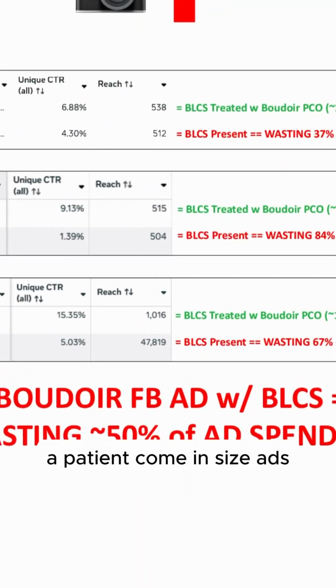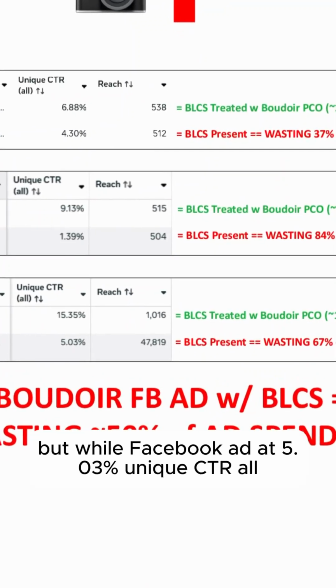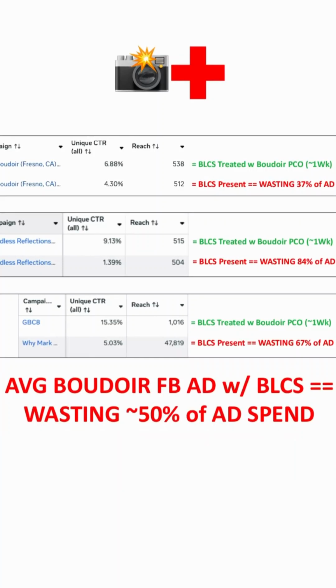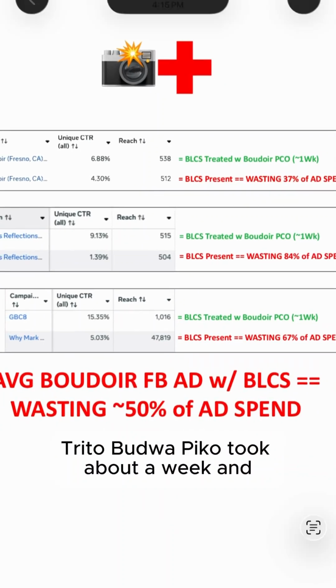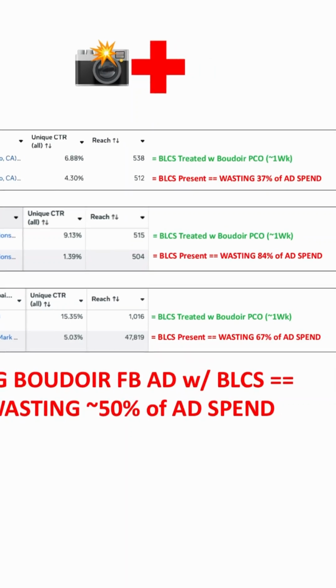That patient came in, saw his ads, Boudoir Facebook ad at 5.03% unique CTR. So we knew that BLCS was present. So we duplicated it, or did a lot of work on this one. Treated it with Boudoir Pico, took about a week. And we got the unique CTR up to 15.35%.